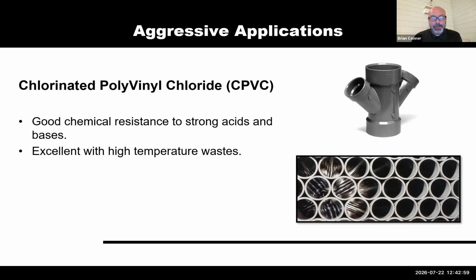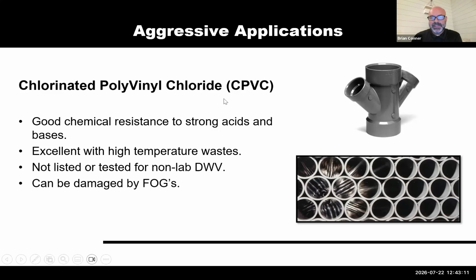Cast iron's limiting factor is the neoprene gaskets they use in the MJ couplings. However, most of the time, it's not normally listed or tested for DWV. And the reason for that is that while CPVC has great chemical resistance to strong acids and bases, it actually has very poor resistance to fats, oils, and greases. And fats, oils, and greases are something that you're going to see a lot of in commercial kitchen applications in particular. For that reason, as a manufacturer of CPVC ourselves at Charlotte Pipe, we do not recommend that you use CPVC in standard drain, waste, and vent because of fats, oils, and greases.